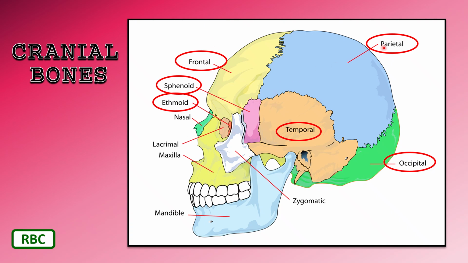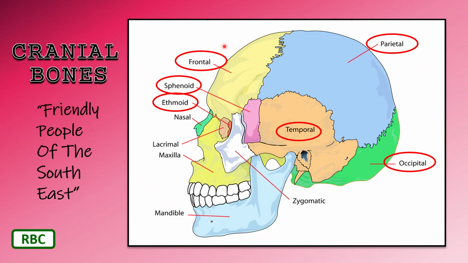And so you have 1, 2, 3, 4, 5, 6, 7, 8. There's your eight cranial bones. So frontal, parietal, occipital, temporal, sphenoid, ethmoid. Friendly people of the southeast. Now, I'm from the southeast, and I think the people here are pretty friendly. So that's a pretty good mnemonic, friendly people of the southeast, to help you remember cranial bones.